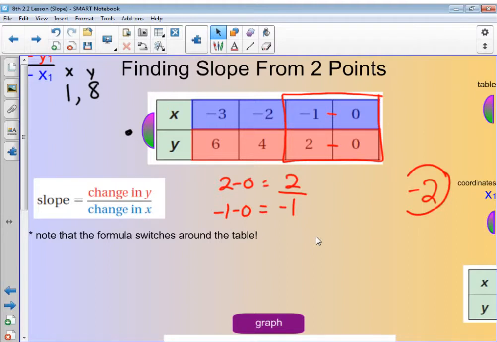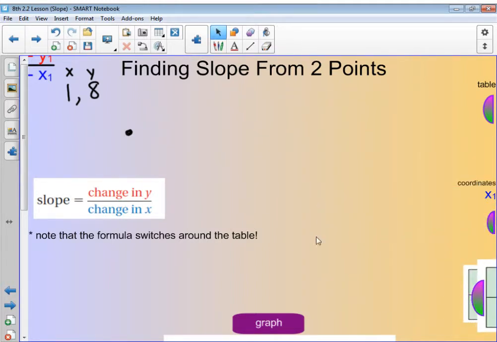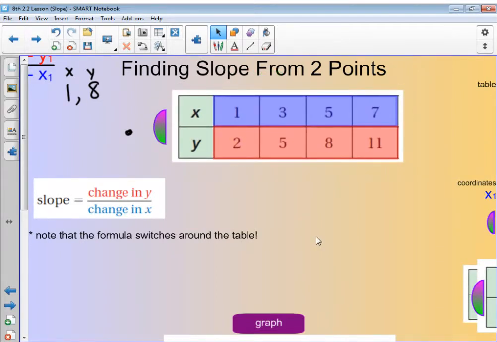So I'm going to slide a table out and have you try one on your own. Go ahead and try this table. Pick 2 sets of the XYs, and you're going to do your change in Y, which are your reds, over your change in X. Go ahead and pause the video and work your way through that, and then check yourself in just a minute.